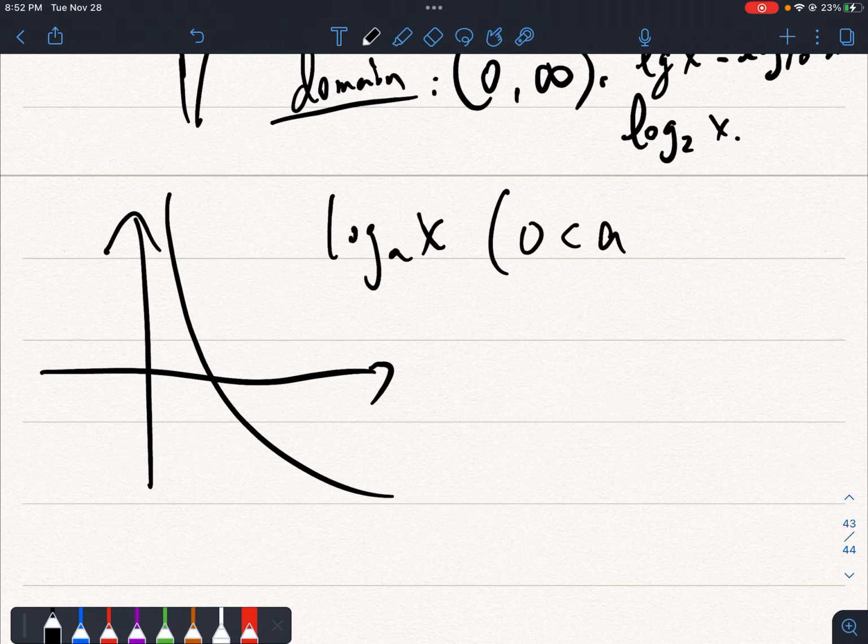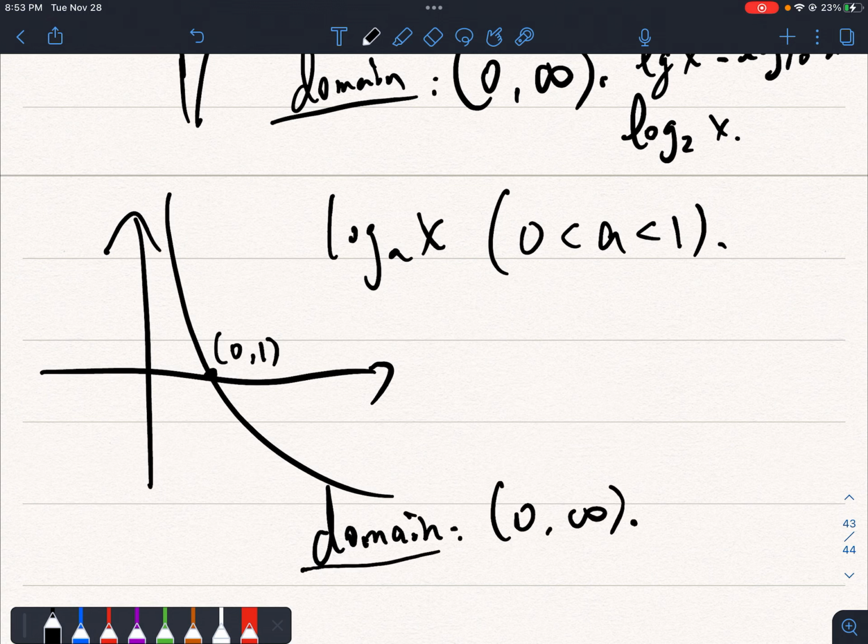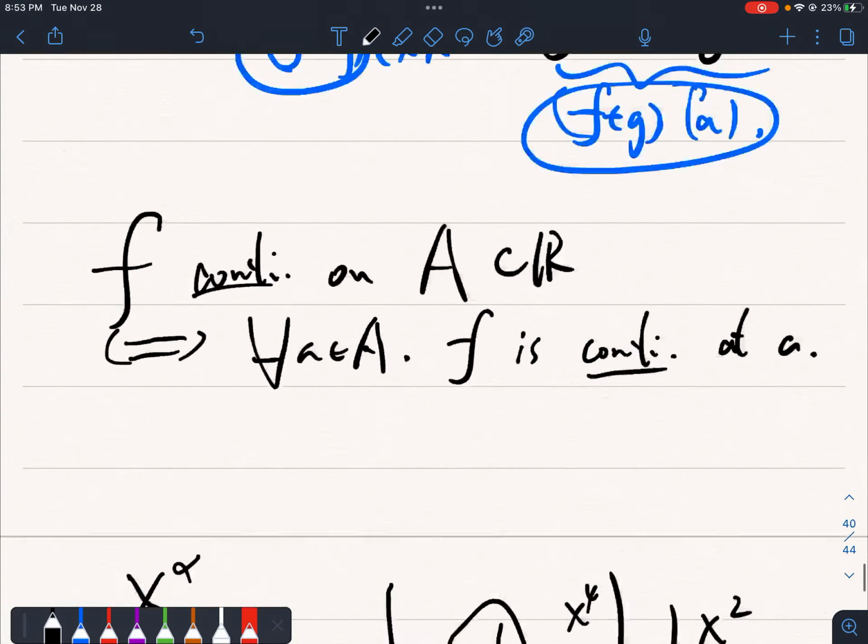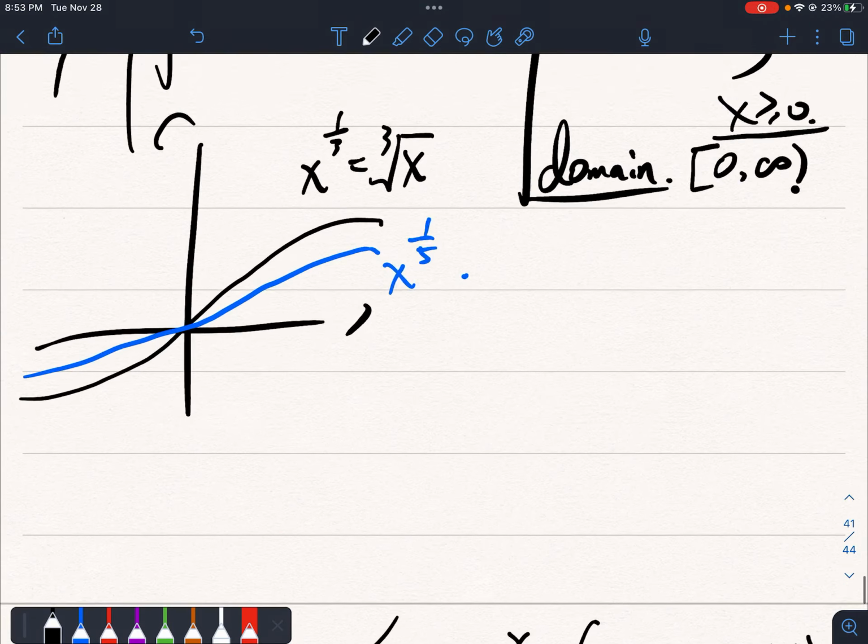So the graph of log a of x, where a is between 0 and 1, is something like this. It must pass the point (1, 0), and it is decreasing. And the domain is also all the positive numbers, so the open interval from 0 to infinity. And the log functions are also continuous on their domain.